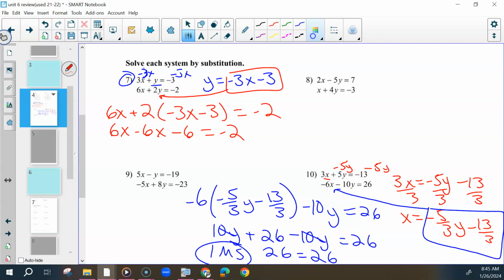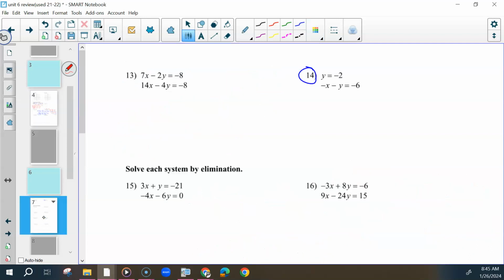So when we combine our terms, what do we get? No solution. Okay. Questions on that before we do 14 on the next page? So this would be like we already solved to get y. So you just have to substitute that in and find x.